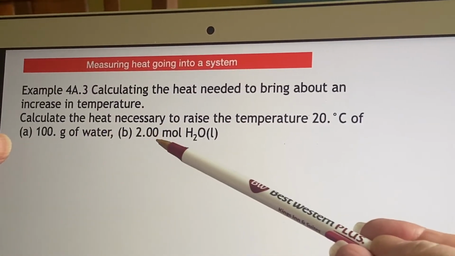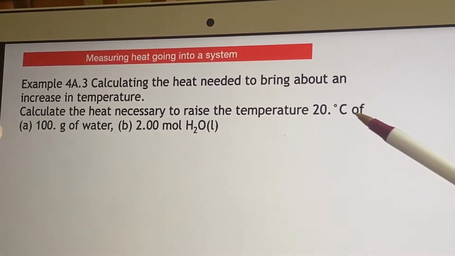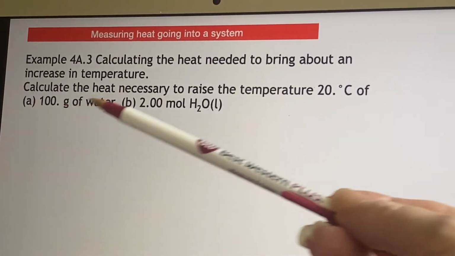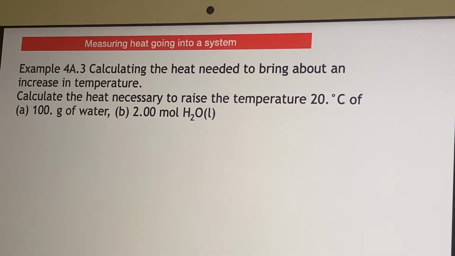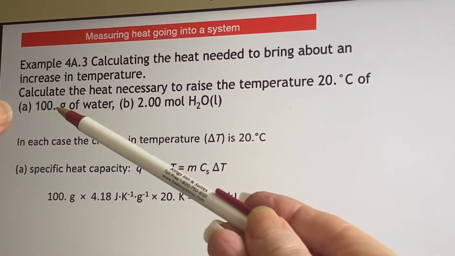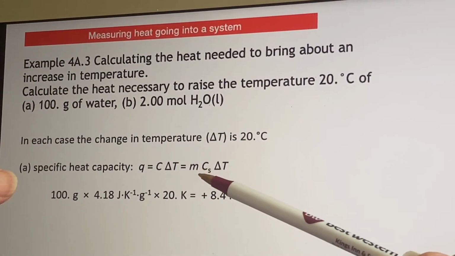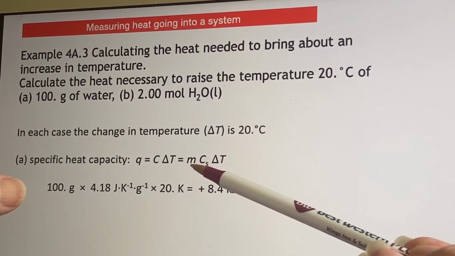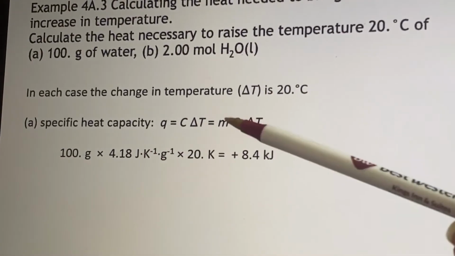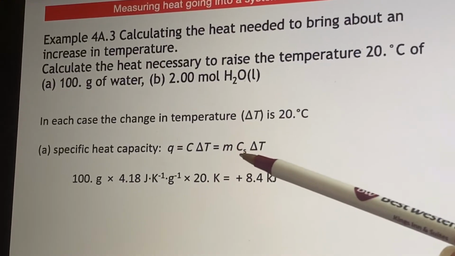Here's 2 different ones. Calculate the heat necessary to raise the temperature by 20 degrees Celsius, which would be 20 Kelvin too, for 100 grams of water or 2 moles of water. Okay, I'll have to use 2 different heat capacities, specific heat, right? So on the first one, it's grams. So I'll use the specific heat capacity and I'll use the one that has mass in it. Well, they told me the mass, it was 100 grams. This is that 4.18 we were talking about. And we're going to change it by 20 degrees. Just multiply them together. mc delta T.